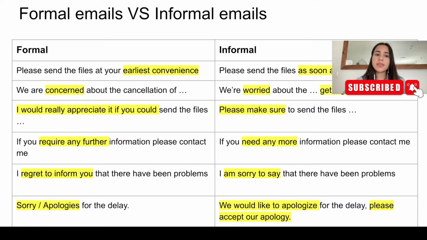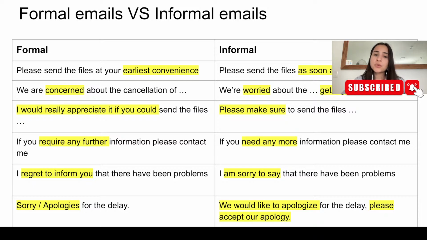So some examples here, we've got the formal ones on the left. So here, please send the files at your earliest convenience. Now the informal way you could say this is, please send the files as soon as possible. Next one, we are concerned about the cancellation of. Here you can just change concerned to worried, sounds a bit more informal. We're worried about the, whatever it might be, getting cancelled.